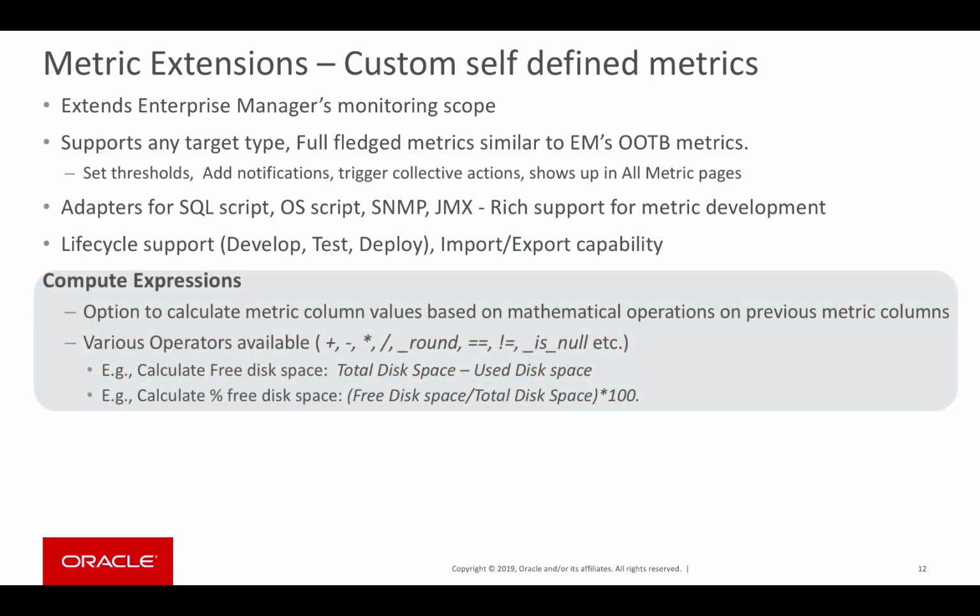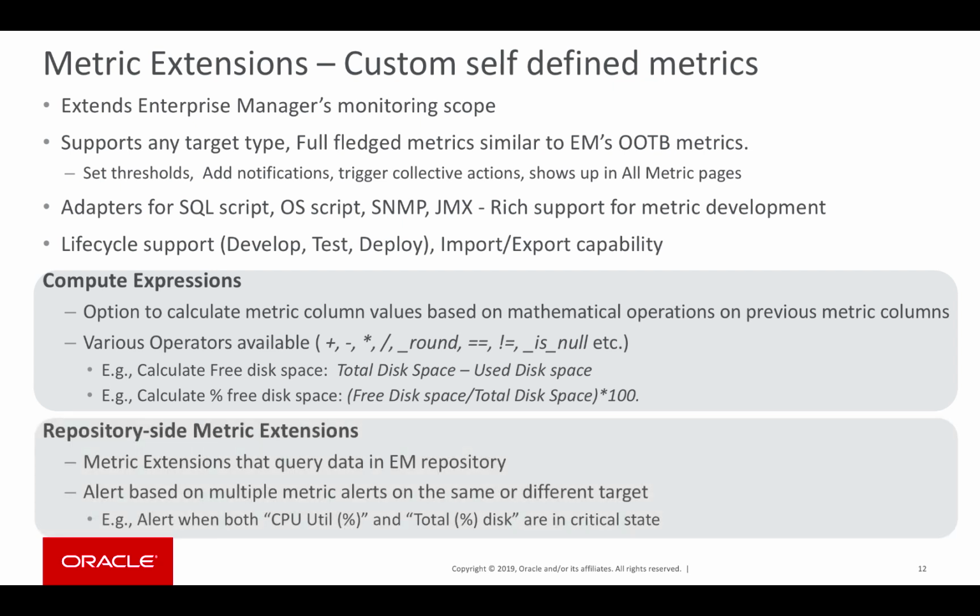Some cool features. Metric extension has an option to calculate a metric column value based on a mathematical operation between columns of the same metric extension. An example of this is that you can get free disk space by calculating the difference of two column values, total disk space and used disk space. There are many operators available to use for this calculation, not only the standard arithmetic operators such as plus, minus, multiply, or divide, but it also supports programmatic expressions.